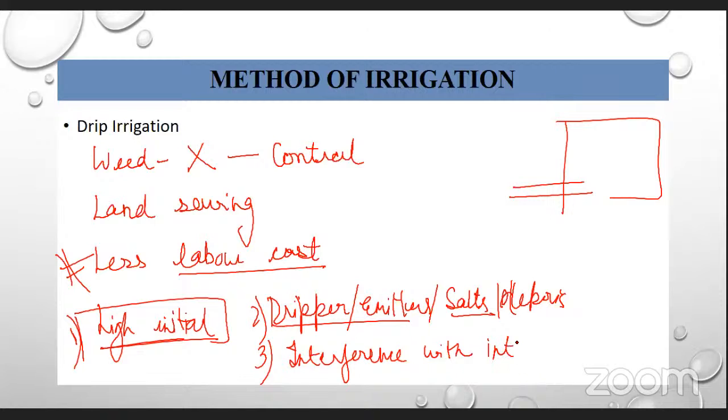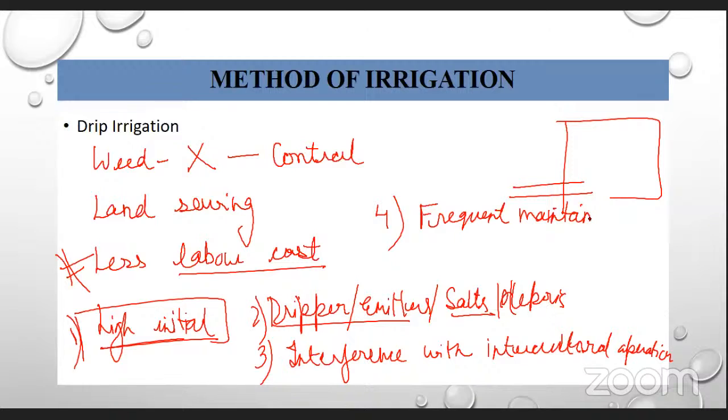Here too, over here you can say intercultural operation. And also the fourth point is that in this we have to maintain it frequently, or you can say we have frequent maintenance charges. And last but not the least, the trees grown may develop shallow confined root zones, resulting in poor anchorage.